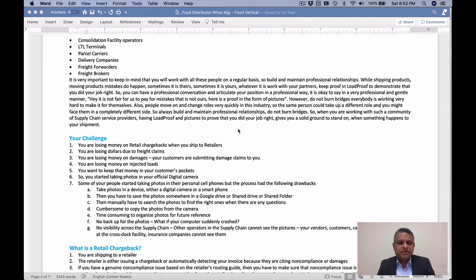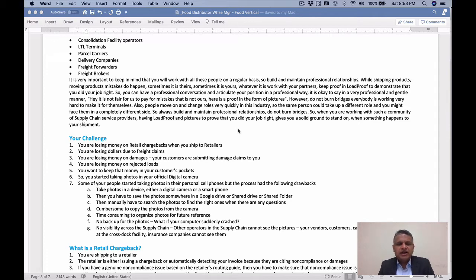So you can have a professional conversation and articulate your position in a professional way. It's okay to say in a very professional and gentle manner, hey, it's not fair for us to pay for mistakes that are not ours, right? Here is proof in the form of pictures. However, do not burn bridges, right?